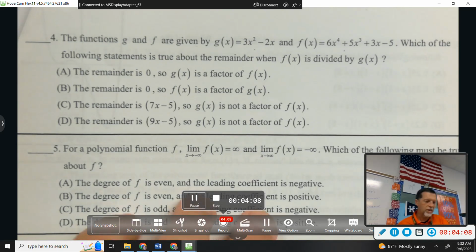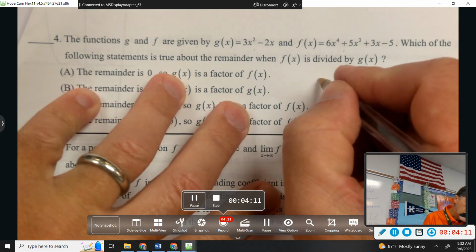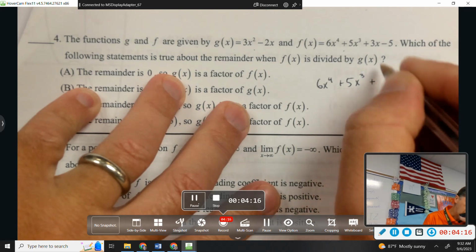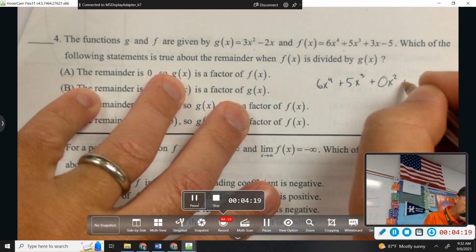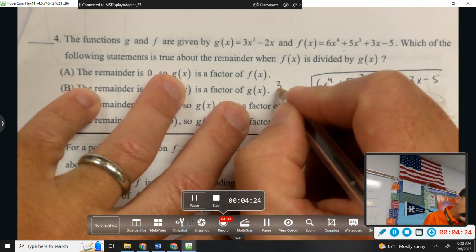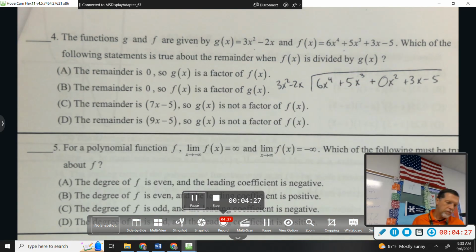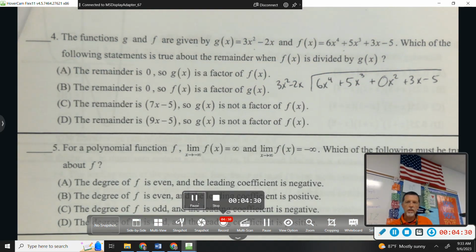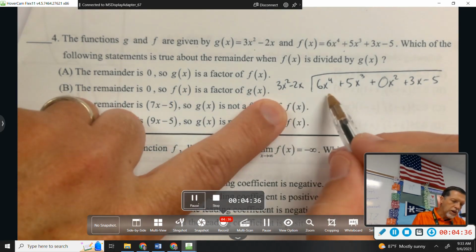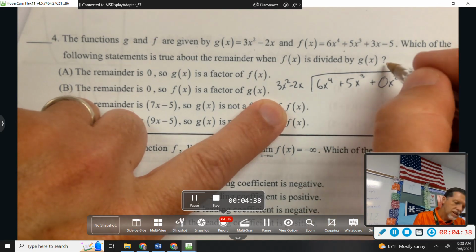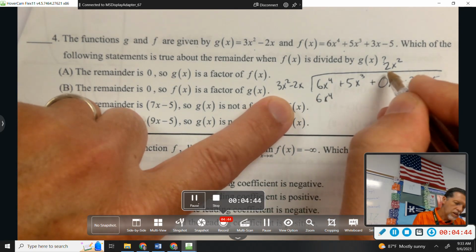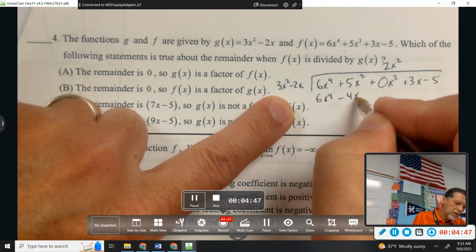No, because there's an x squared, so this is just going to have to be old school 4th grade long division here. I'm missing an x squared term, so I probably want to put a placeholder in for that. 3x squared minus 2x. And I'm looking for the remainder. And potentially there's not a remainder, we'll see. So something times 3x squared gets me 6x to the 4th. That would be 2x squared. So 6x to the 4th minus 4x cubed.